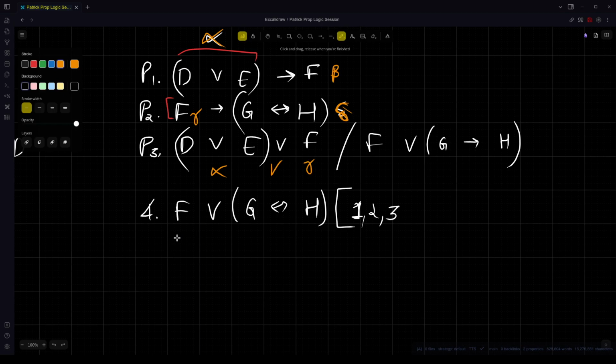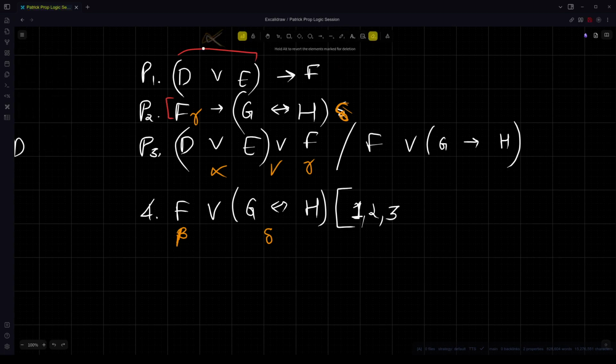Well, what we just wrote for P4: F or the biconditional. In terms of metalinguistic variables, it's beta or delta. So that's constructive dilemma right there. It doesn't matter that these two are the same. You could assign different metalinguistic variables to the same thing, as long as the proof works. I was unaware of that.